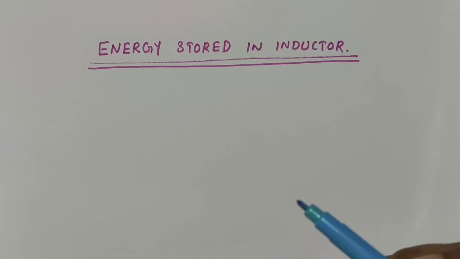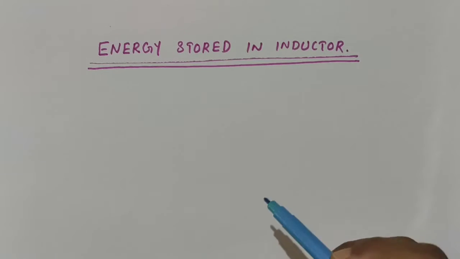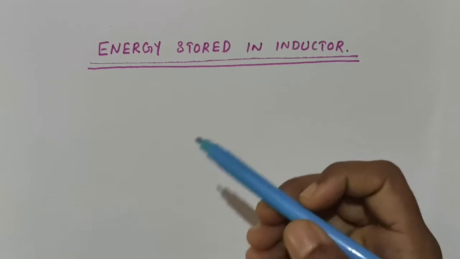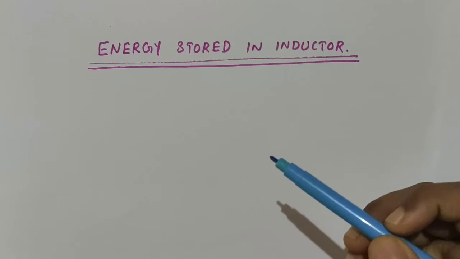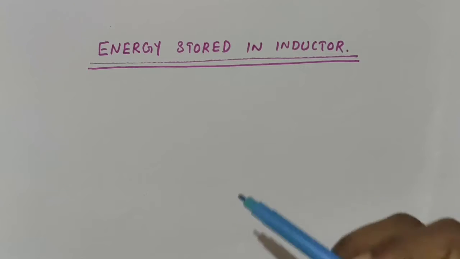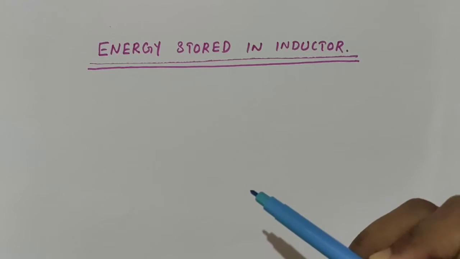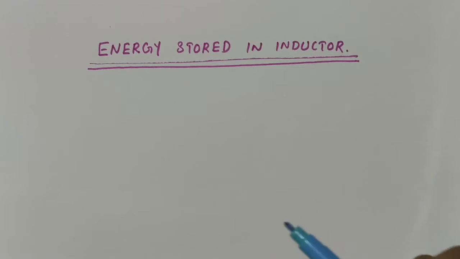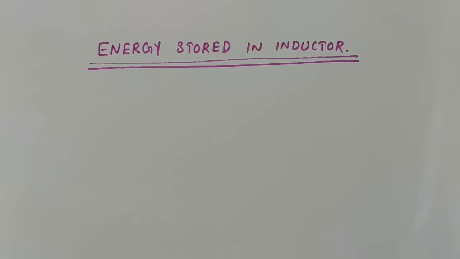So, a capacitor stores electrical energy. Similar to that, an inductor stores magnetic energy. That is, to establish a current in a coil, work needs to be done against the back EMF. That is the self-induced EMF. Because that back EMF or the self-induced EMF opposes the change in current through the coil.